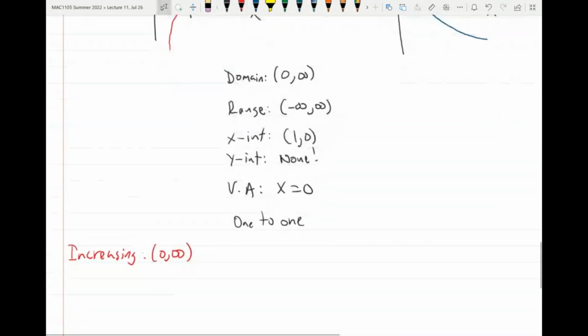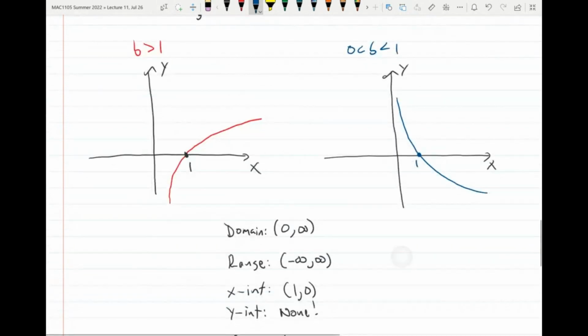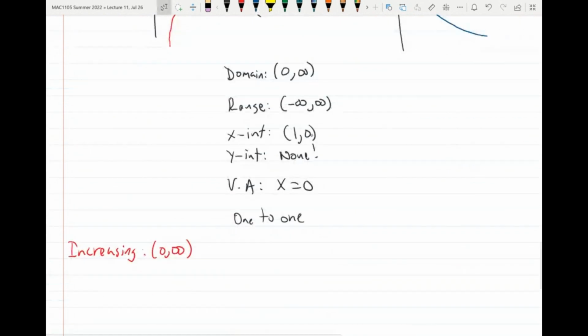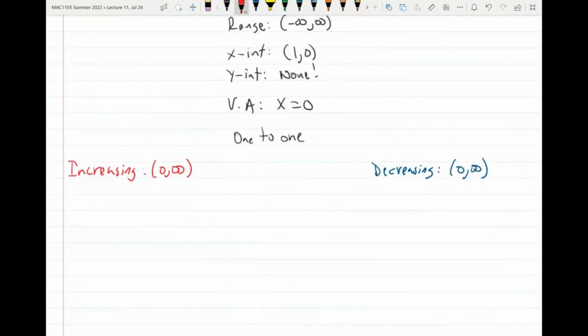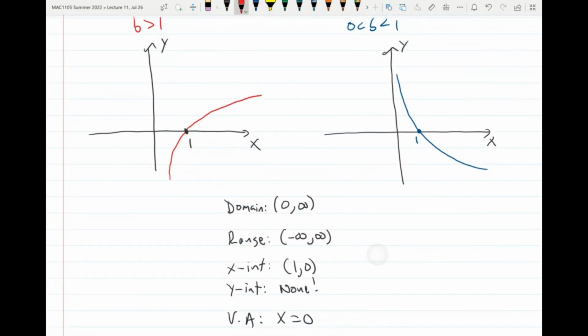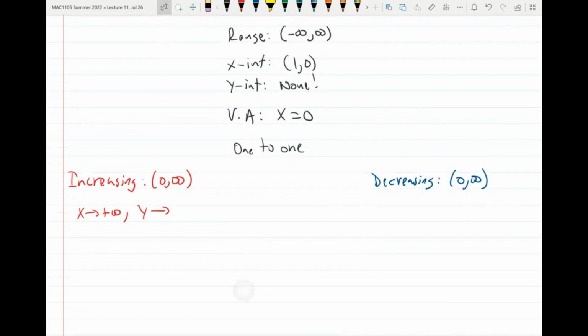How about the other one, the blue? Decreasing. Decreasing on its domain. Now, let's talk about the behavior. For example, the end behavior of the red one: x approaches positive infinity. What can we say about y when x approaches positive infinity? It goes to positive infinity. Now, mind you, it's very slow, but it will get there to whatever number you want. You can eventually get it with a logarithm, but it will take a very big x to get there. Just keep that in mind.